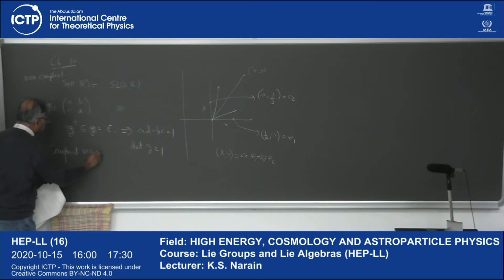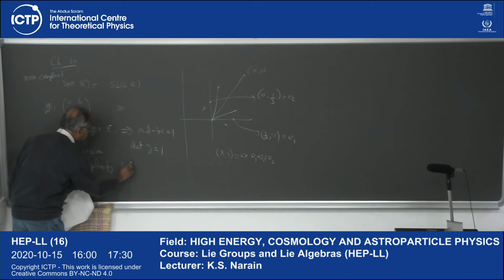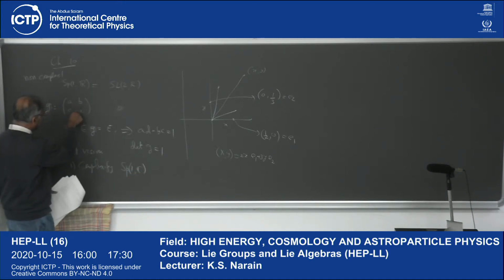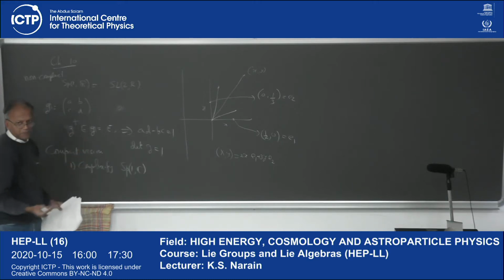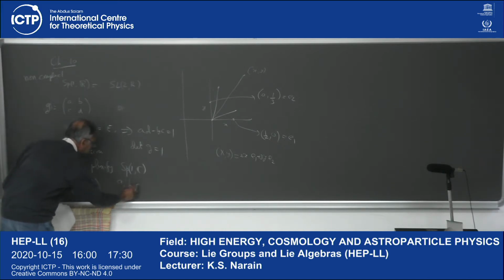The compact version of it was obtained by first of all complexifying. So the first step here is to complexify. In other words, we are talking about SP1C, which means again it is a matrix A, B, C, D, but now A, B, C, D are complex numbers. So it's the same matrix, but now the entries are complex numbers.